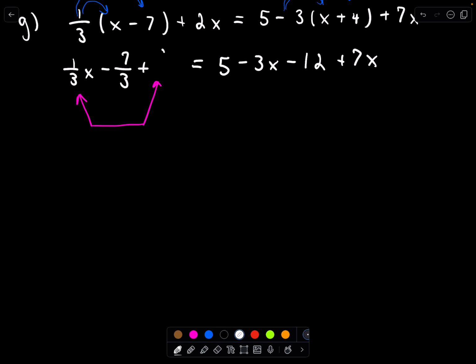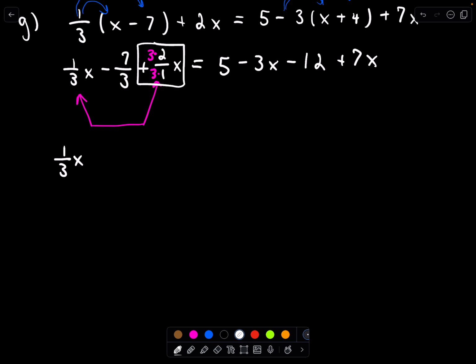I could think about that as being 2 over 1x. And what I could do is multiply the numerator and denominator of just that fraction by 3, right? And that's going to give me common denominators. So I've got 1/3 x. We're not doing anything with that. And I'm going to reorder as well. So I'm going to write this last term next.